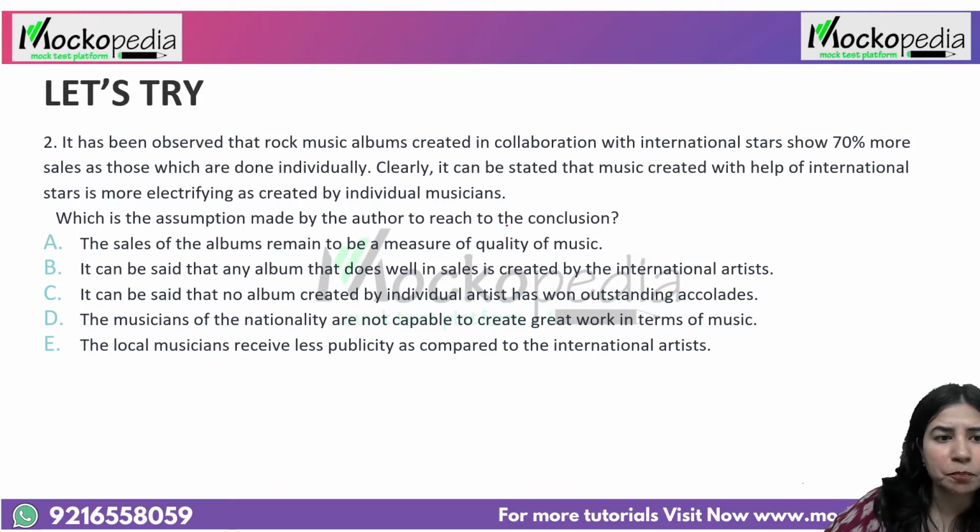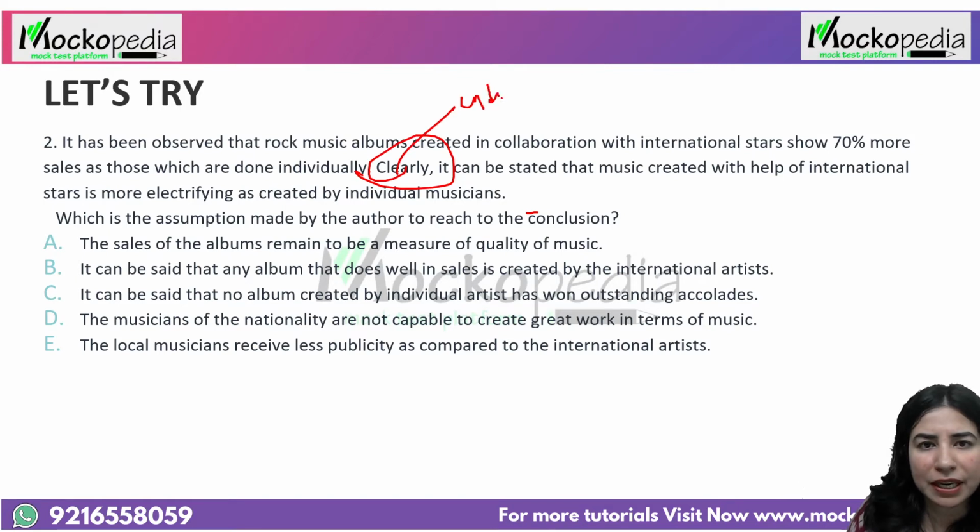So let's discuss. Which of the following is an assumption made by the author to reach the conclusion? So it's an assumption question. It has been observed that rock music albums created in collaboration with international stars show 70% more sales than those which are done individually. Clearly, so this is a conclusion indicator. Pay attention to such words. So this is the conclusion, this is the premise. It can be stated that music created with the help of international stars is more electrifying than that created by individual musicians. So on the basis of the sales, they are trying to reach this particular conclusion.